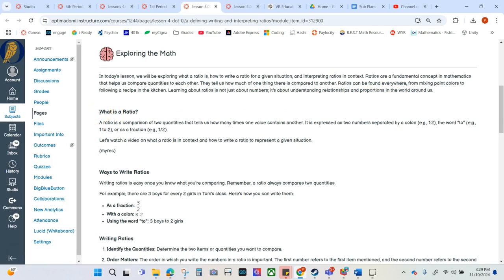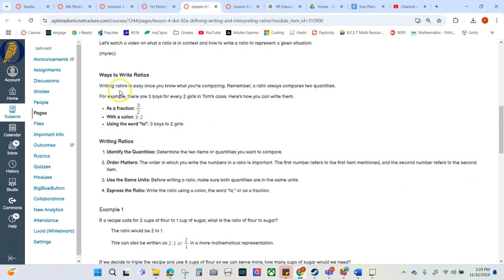Mr. Bertram, what is a ratio? A ratio is a comparison of two quantities that tells us how many times one value contains another. It is expressed as two numbers separated by a colon, like 1:2, the word to, like 1 to 2, or as a fraction, 1 over 2. There are lots of different ways to write ratios.